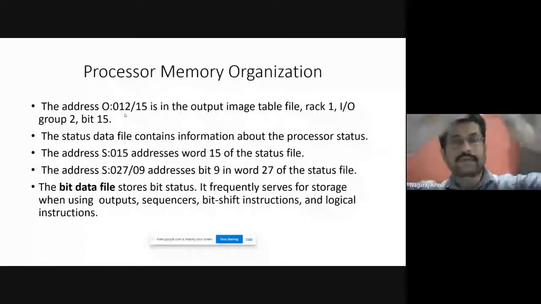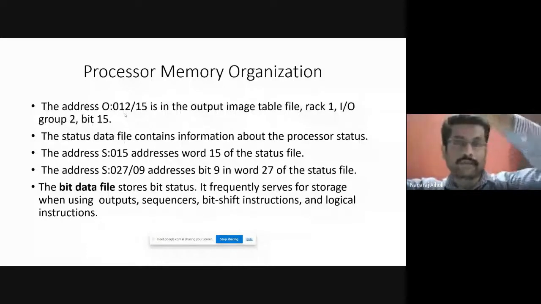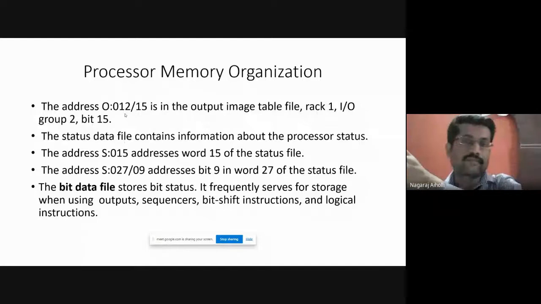Suppose you are keeping books on a shelf. You place some in one group, you make one set. Then beside it you take another group, you make another set. And the third group, you make one more set like this. Correct? So 1, 2, 3, three groups. Like that, this is rack number 1, group number 2, bit number 15. This 15 indicates the bit number, which bit is used for storing the status of the output device.